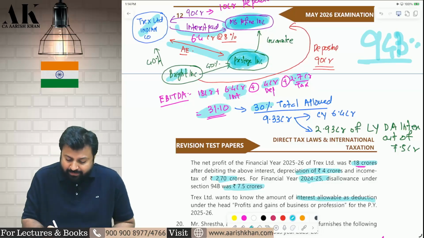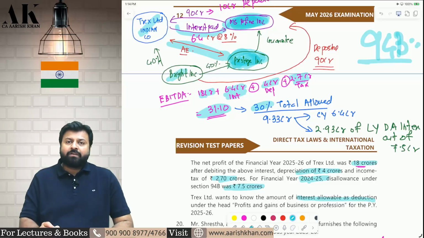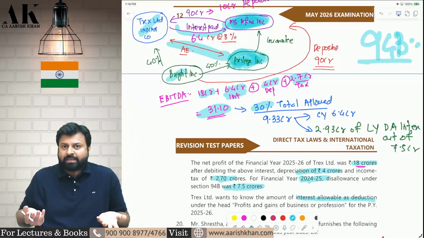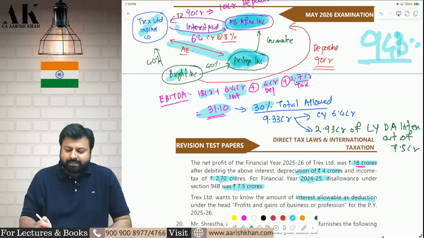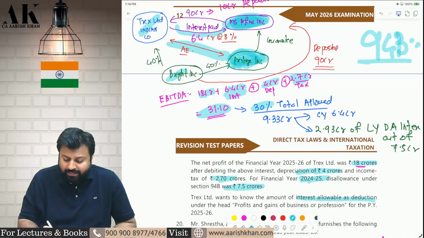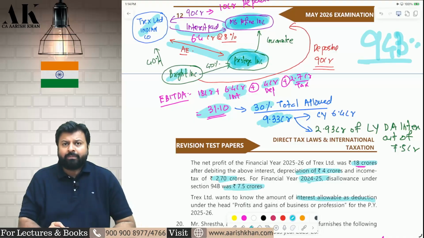Up to 30% will be allowed in the current year. What is 30% of EBITDA? In excess of 30% is disallowed as per 94B. It means up to 30% is allowed. Therefore, 30% will be allowed in the current year. Therefore, 9.33 crore will be allowed in the current year.